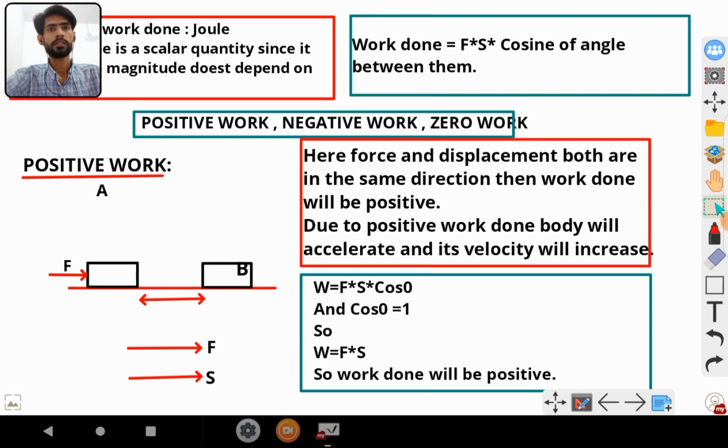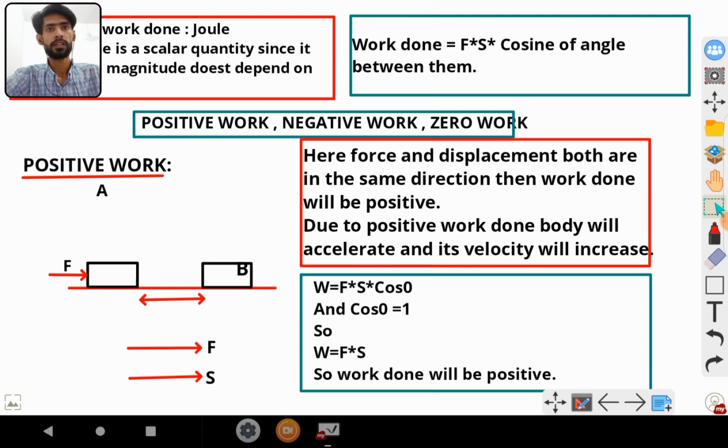In case of positive work, suppose in the diagram a block is at the initial position A, we have applied a force F on it and the block is displaced a distance S and reaches a new position B. Now in this first case, the force is in the direction of the displacement, or we can say the displacement is in the direction of the force. If a force is applied in the forward direction and displacement is happening in the forward direction, we can say that work done is positive.